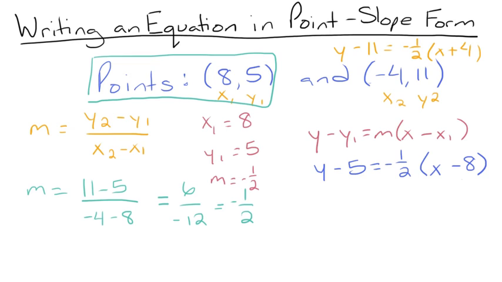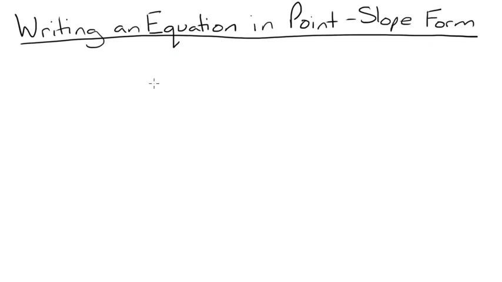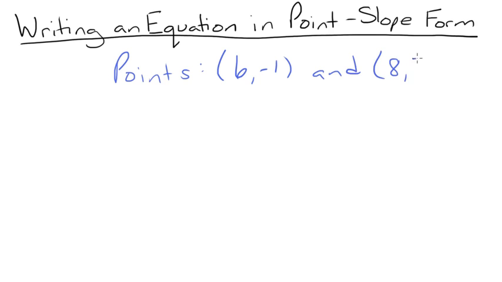Let's try one more problem together before we go. Find the point-slope form equation for the line that passes through the points 6, -1 and 8, 7. First, we need to find the slope of the line. So let's say that 6, -1 is x1, y1, and 8, 7 is x2, y2. First, we're going to write out our slope equation, which is m equals y2 minus y1 over x2 minus x1.